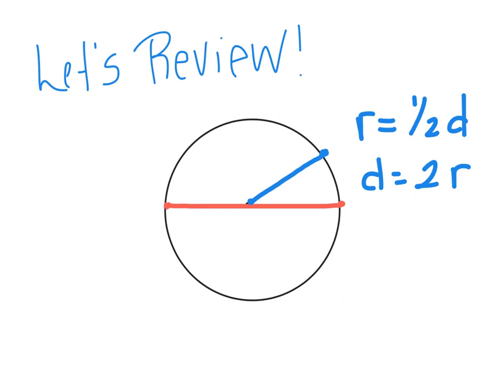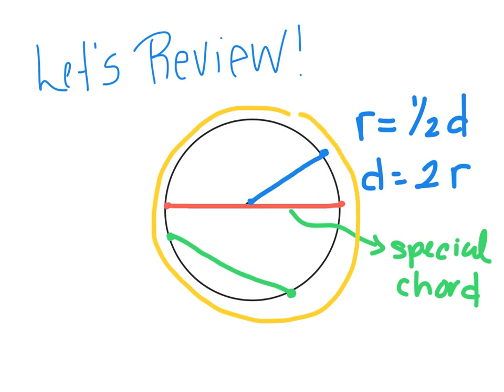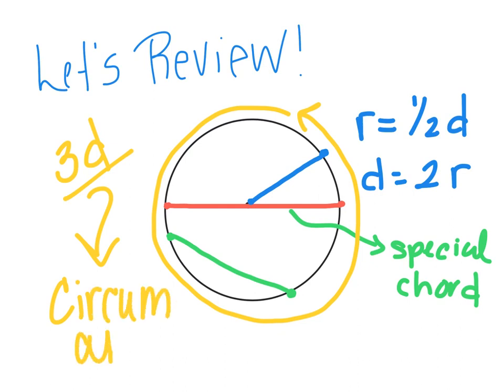Next, we talked about chords, and a chord is a line segment that connects 2 points on the circle. And remember that the diameter is a special chord that goes through the center of the circle. Finally, we talked about the circumference of the circle, which is the distance around. And we said that the distance around the circle is about 3 times the diameter. And you also have the stem circum, which means around, to help you remember the definition of circumference.